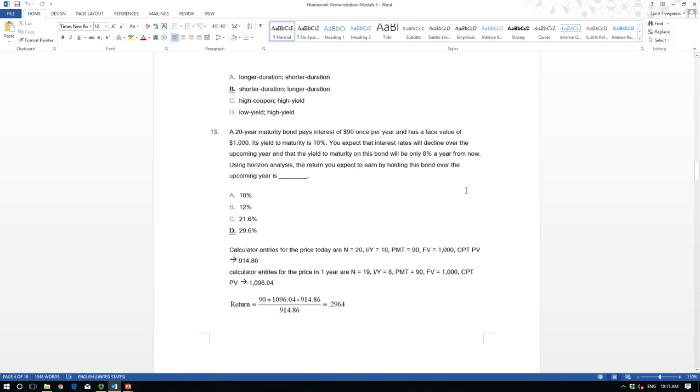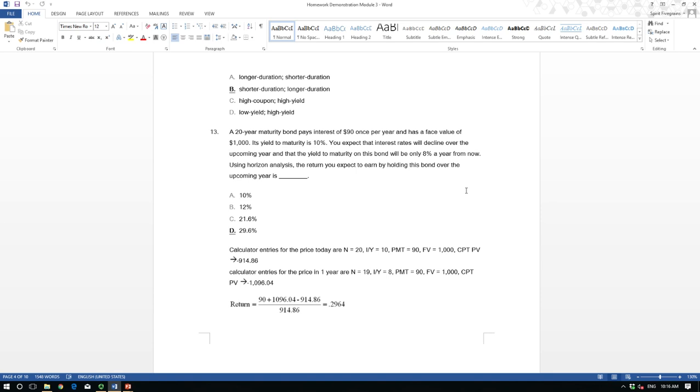Number 13 shows an example of horizontal analysis. A 20-year maturity bond pays interest of $90 once a year and has a face value of $1,000. Year 2 maturity is 10%. You expect that interest rates will decline over the upcoming years. Decline means bond price will increase, right? And the year 2 maturity on this bond will be only 8% a year from now. Using horizontal analysis, the return you expect to earn by holding this bond over the next year equals what?